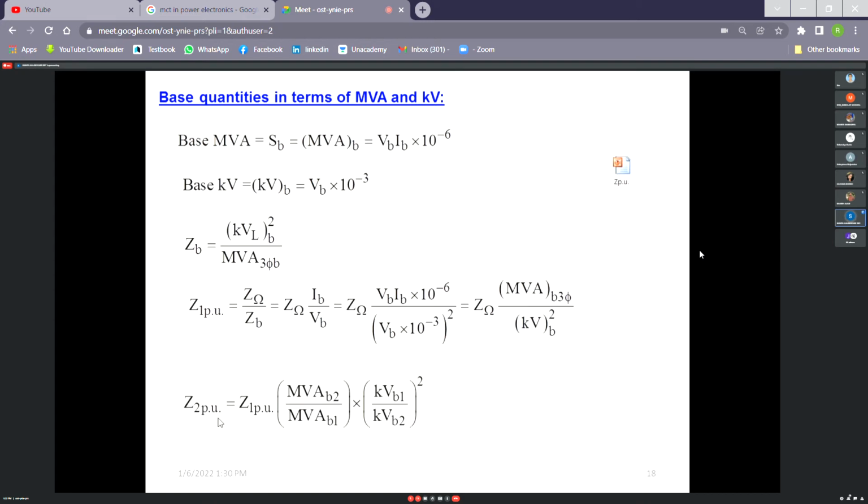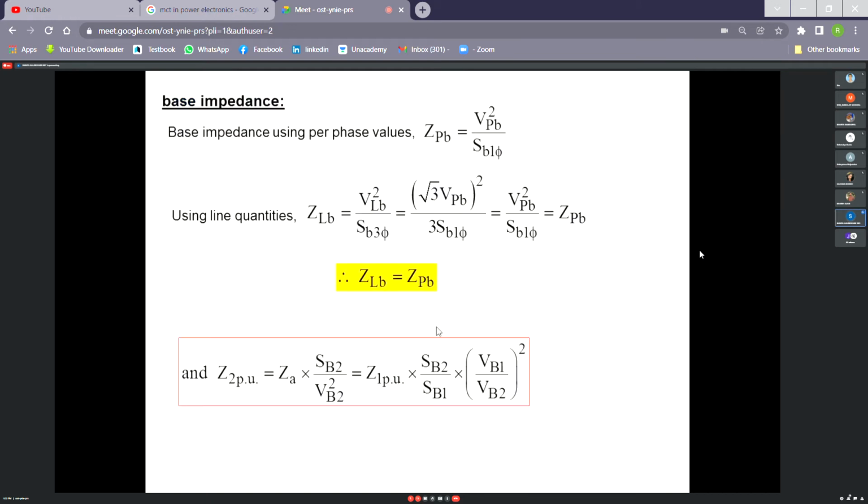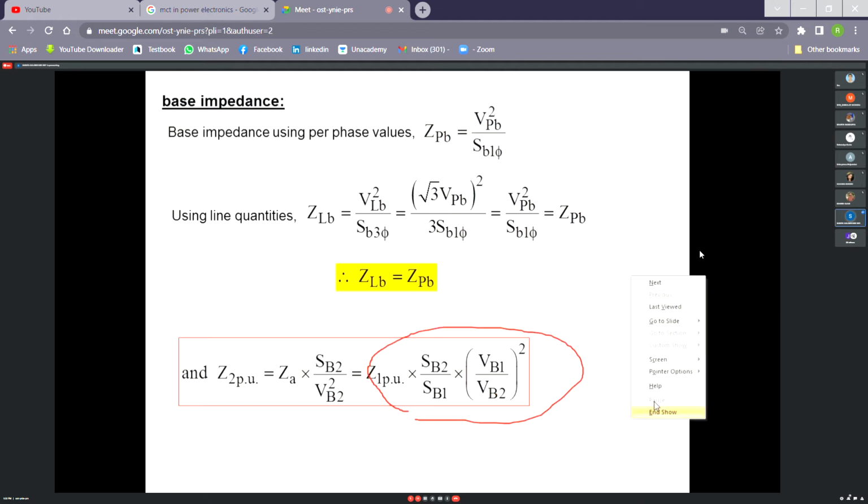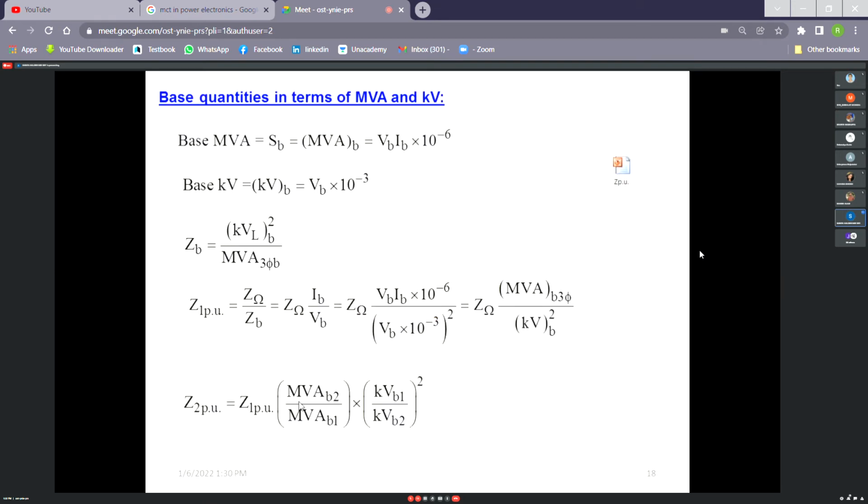Now, if we want to get that impedance value within a new base, say the new base is MVA2 and kV2, then we have to use this equation. This equation is written in terms of MVA: MVA2 by MVA B1 times kV B1 by kV B2, squared. This slide is the same, only the notations were different, but sometimes we represent directly in this way. That's why I have kept this slide.